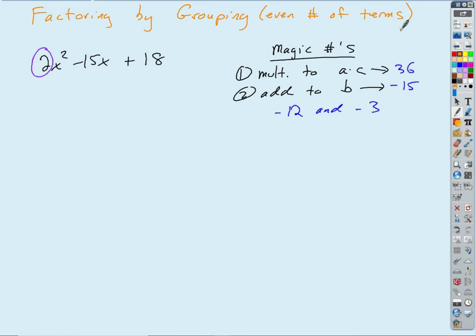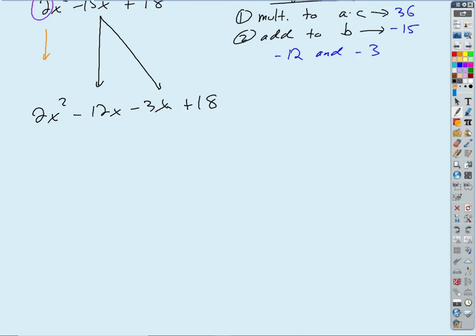Okay, so when we split this one up, this term stays the same. So we have 2x squared, but our minus 15x we're going to write as a negative 12x minus 3x, right? We split it up using the magic numbers. Now we've got 4 terms.